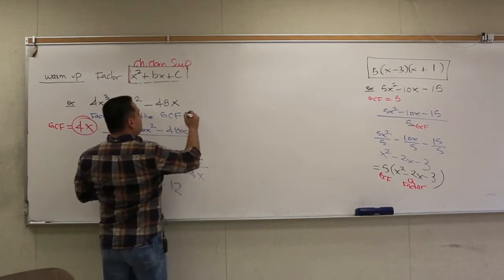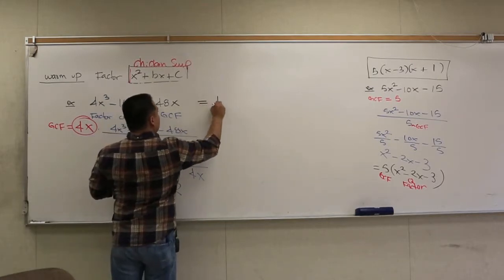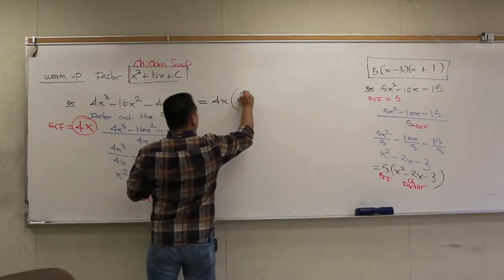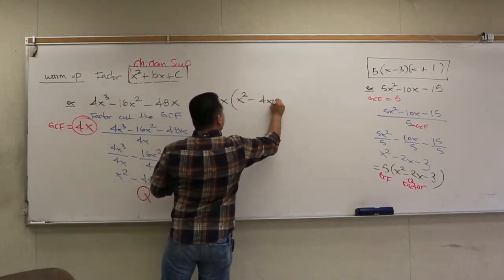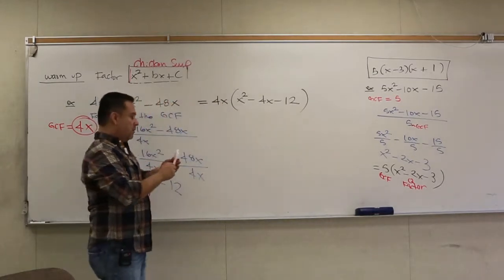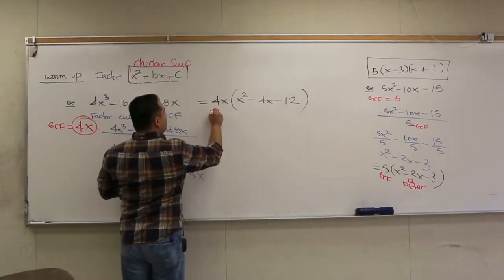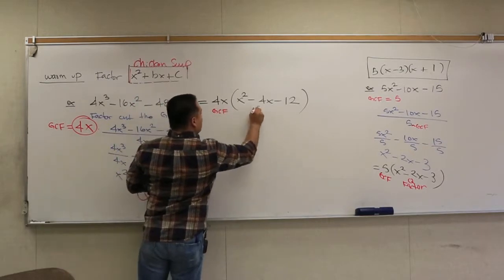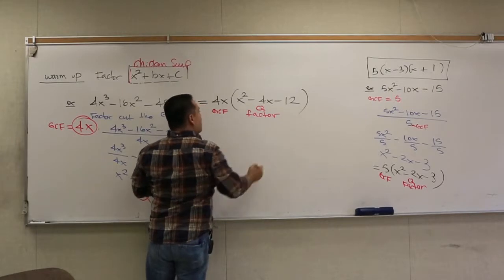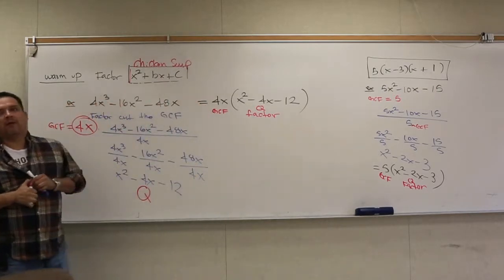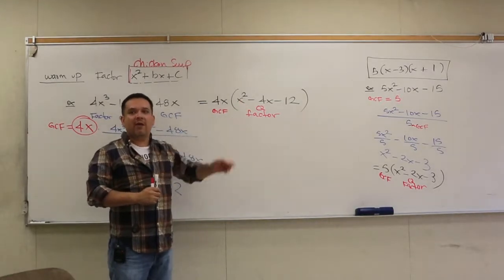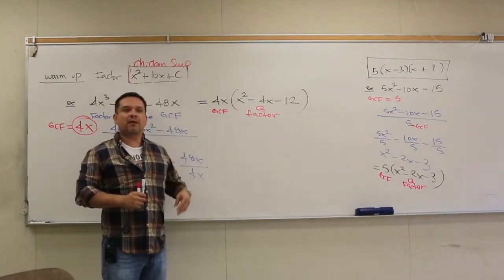So you get 4x times x squared minus 4x minus 12. And once again, greatest common factor. Once again, you factor the quotient. Isn't this chicken soup? And isn't that warm-up question number 3?